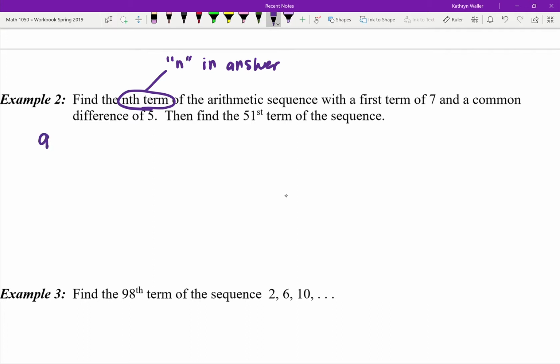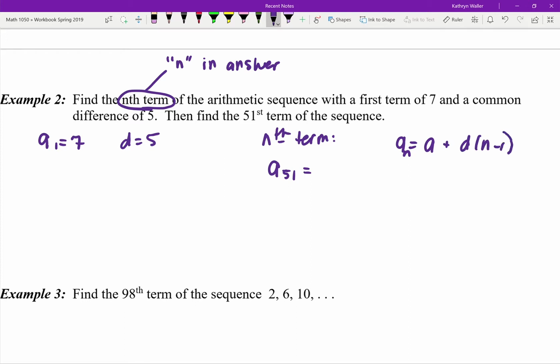Okay? So let's write down what we know. We know that a sub 1 is 7. We know the difference is 5. So what they want is, first they want the nth term, and then they want a sub 51, which is the 51st term. Okay? So everybody go a sub n equals a plus d times n minus 1.